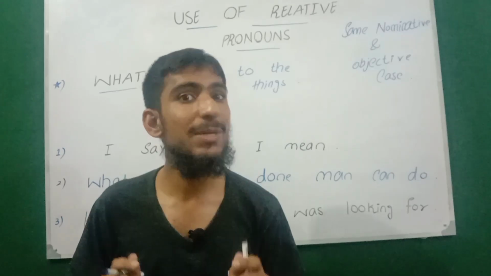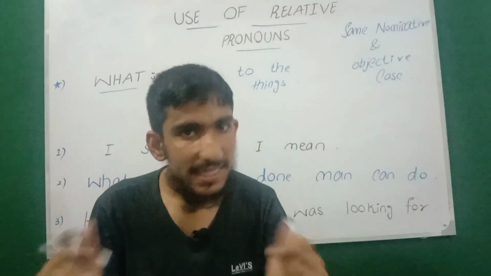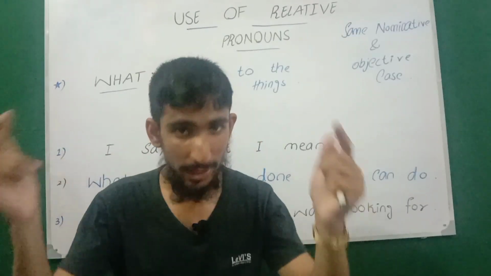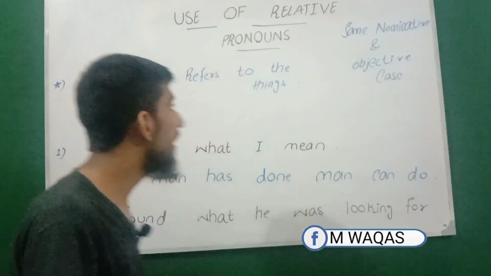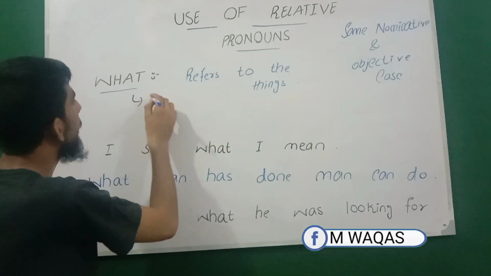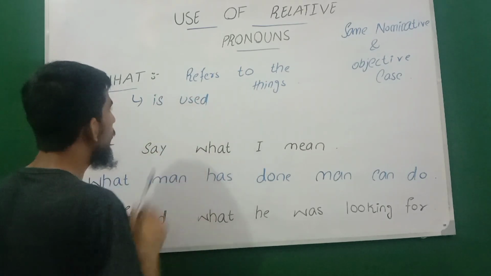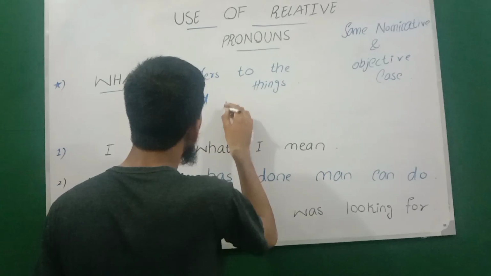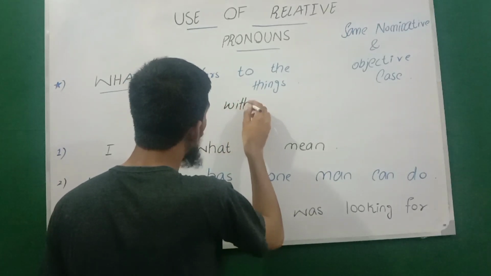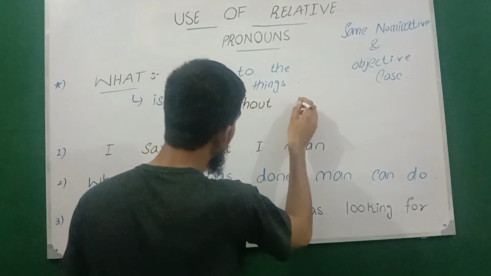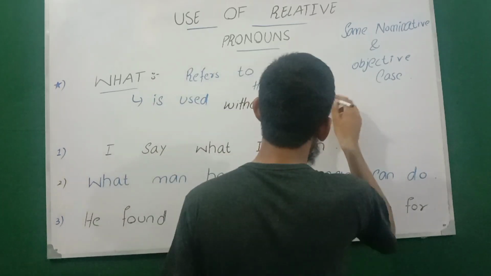But "what" is a very special type of relative pronoun. Why is it a special type of relative pronoun? The question may come to mind. The answer is this: "what" is used without an antecedent expressed.